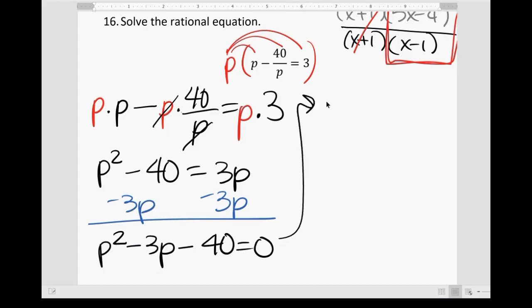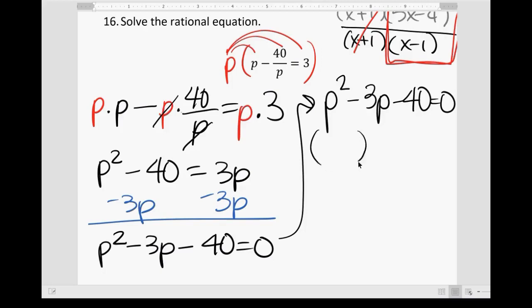So let's practice factoring again. So we have p squared minus 3p minus 40 equals 0. I like to factor this way. This one, the leading coefficient is a 1. These are easier trinomials to factor. You don't have a GCF to factor out.